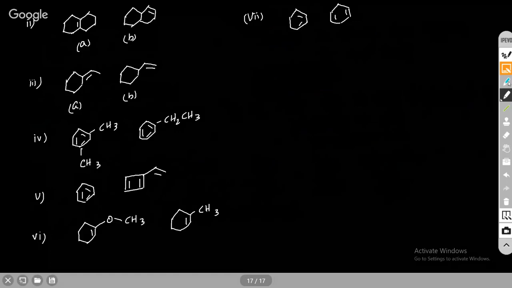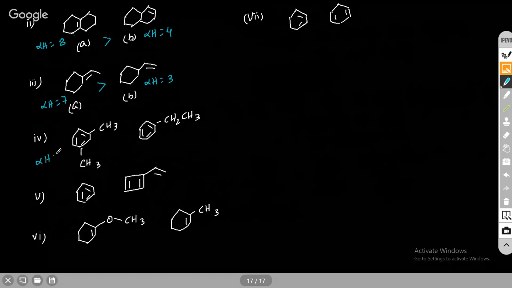Okay. The first one, how many alpha hydrogen we have here? 2, 4, 6, 8. We have 8 alpha hydrogen. And here we have 3 and 1, 4 alpha hydrogen. So A is more stable than B. Right? Number of alpha hydrogen here will be 3, 5 and 7. Number of alpha hydrogen here is 3. So 7, since this one is more stable.